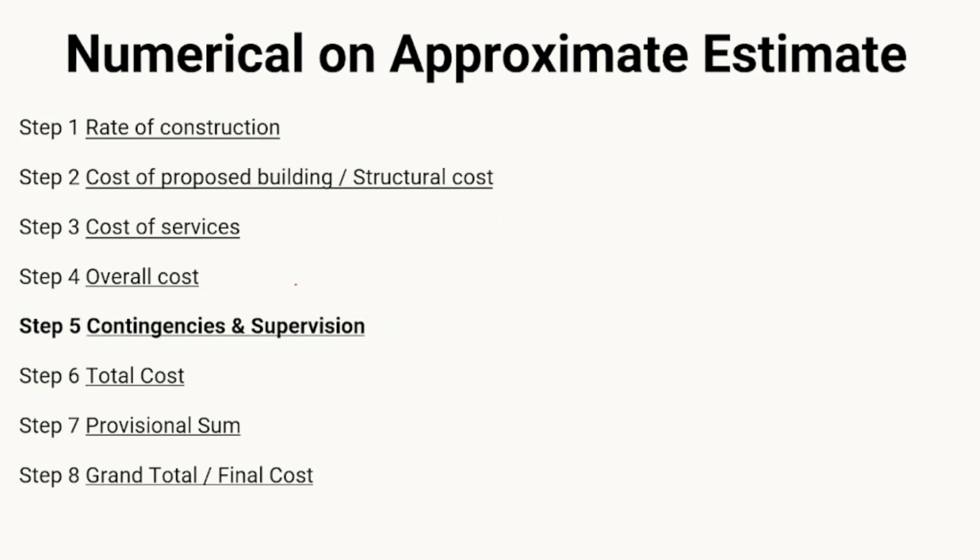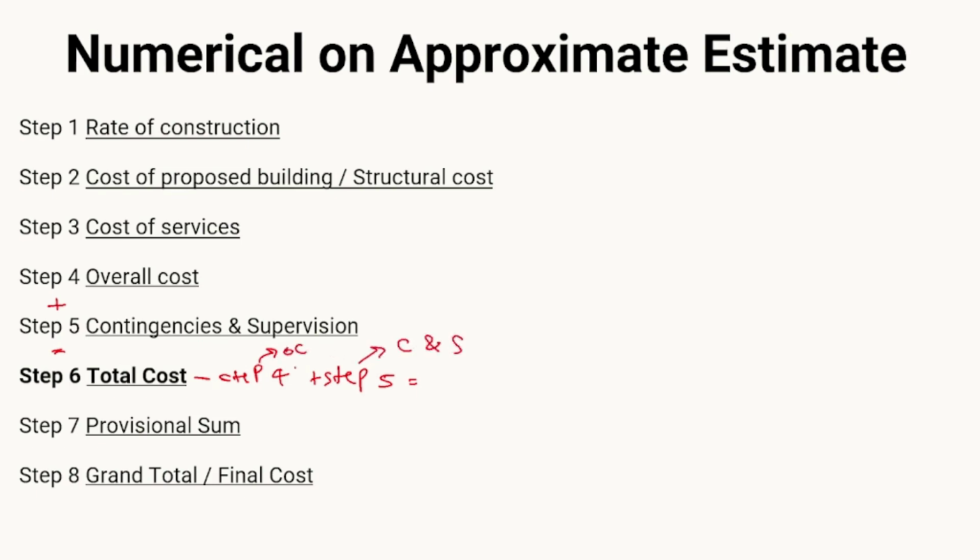Next step will be your total cost. Total cost will be your overall cost plus the cost of the contingencies and supervision. So total cost will be step 4 plus step 5. Step 4 is your overall cost, and step 5 is your contingencies and supervision. So addition of these two will give us the total cost.